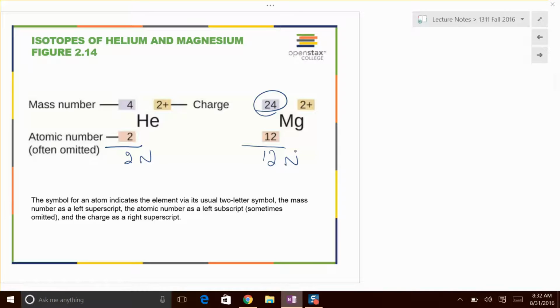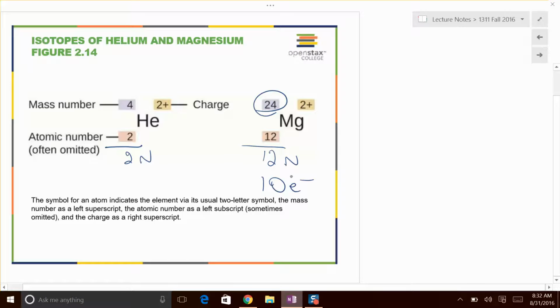This one happens to have a charge of 2 plus. How many electrons does it have then? That's a trickier question. It has 10 because it lost 2 electrons. It had 12, it lost 2, now it has a positive 2 charge. Okay? So here is an alpha particle, because all it is is the mass of a helium atom with 2 protons. It lost both of its electrons and it has a charge of 2 plus. That's an alpha particle. Okay? This is magnesium 2 plus. It has 10 electrons.